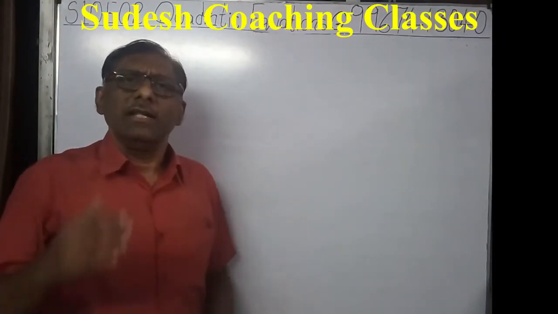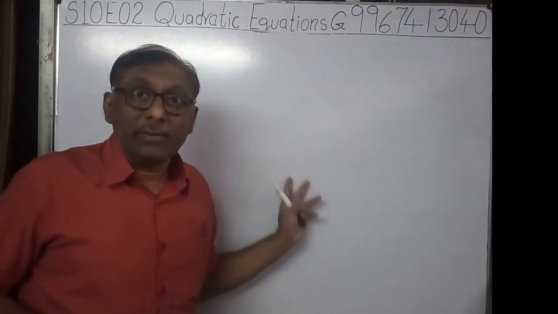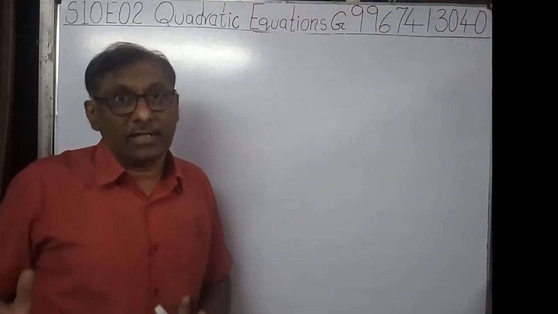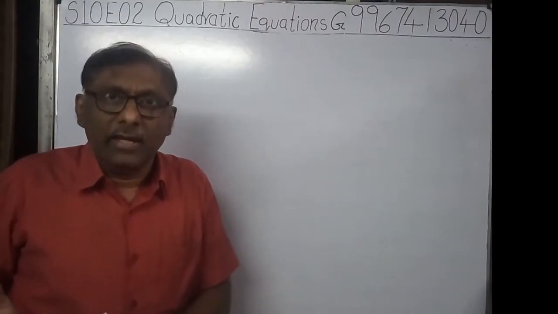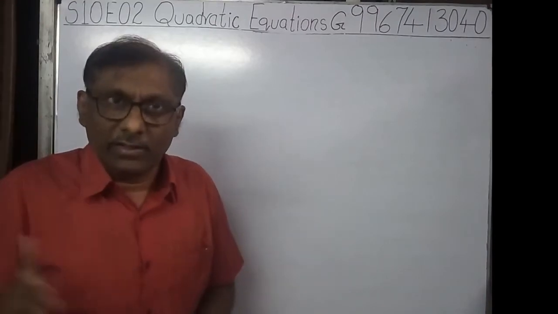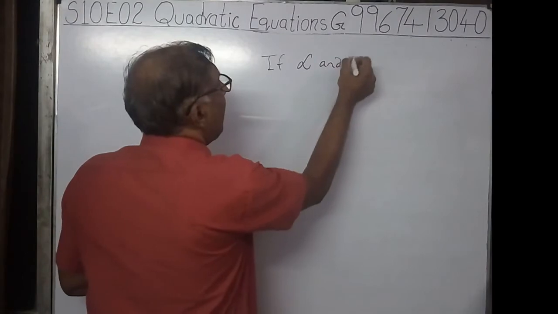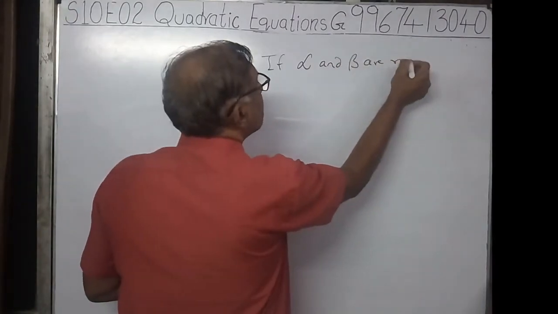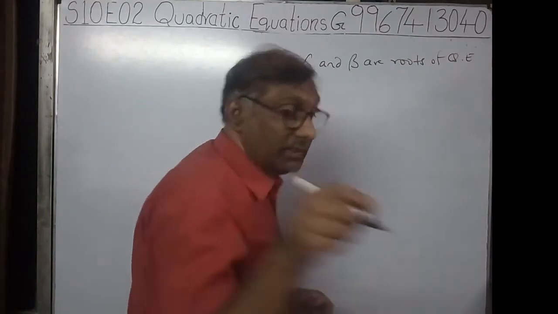Now students, let's do the other way around. When the quadratic equation was given, we found the values of alpha plus beta and alpha into beta. Fine. Now the reverse: if the values of alpha and beta are given, can we write the quadratic equation? If alpha and beta are the roots of a quadratic equation, yes, we can by using this formula.